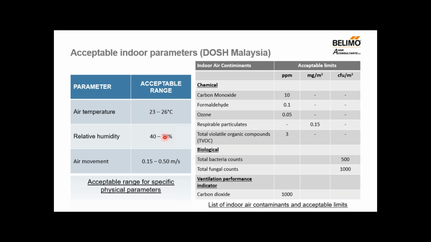These are the parameters. On the left are the physical parameters: the temperature, relative humidity, and air movement. And on the right are the list of chemical parameters and the ventilation performance indicator using the CO2 levels. There are also biological parameters on bacteria and fungal counts. Note that this code of practice is meant for offices, not for health or production facilities, as these facilities require more stringent requirements.